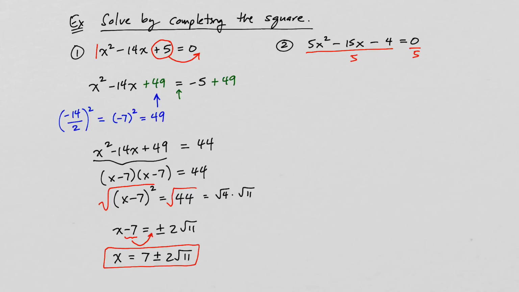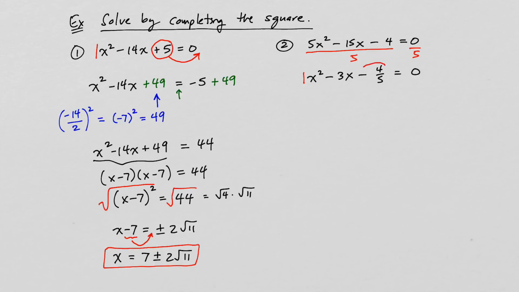And when you divide by 5, you're dividing everything by 5. And so the left-hand side becomes x squared minus 15 divided by 5 is 3, so 3x. And then minus 4 divided by 5 is 4/5, and 0 divided by 5 is 0. Now we have a 1 here, so we can proceed with completing the square.